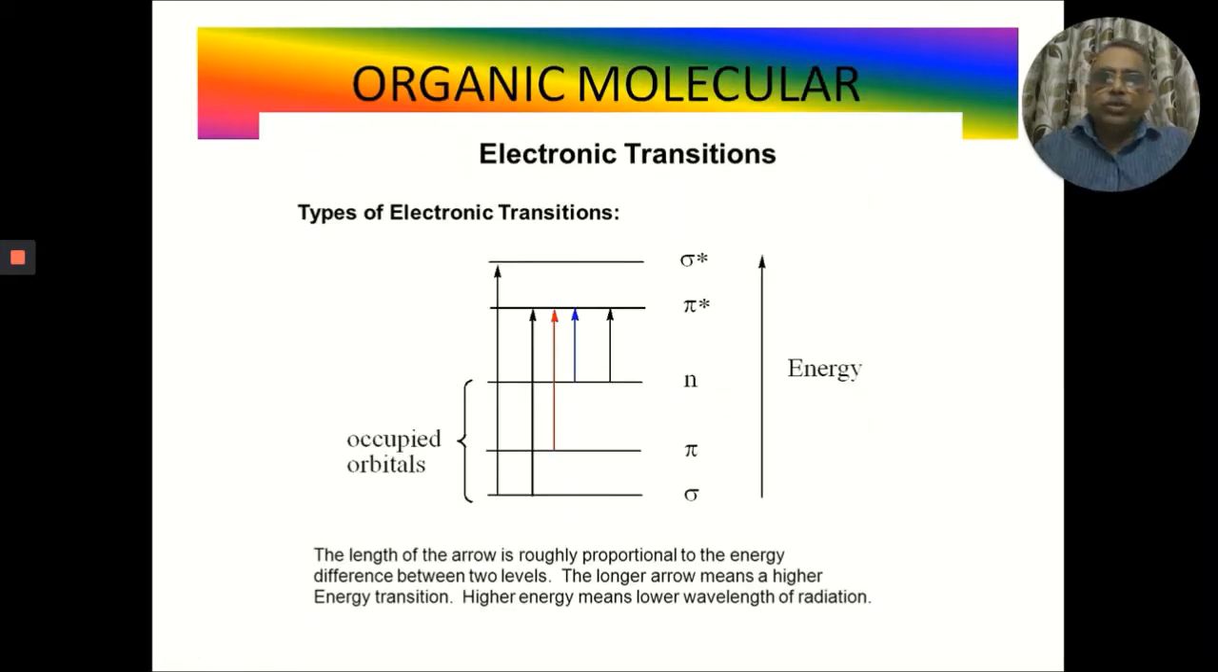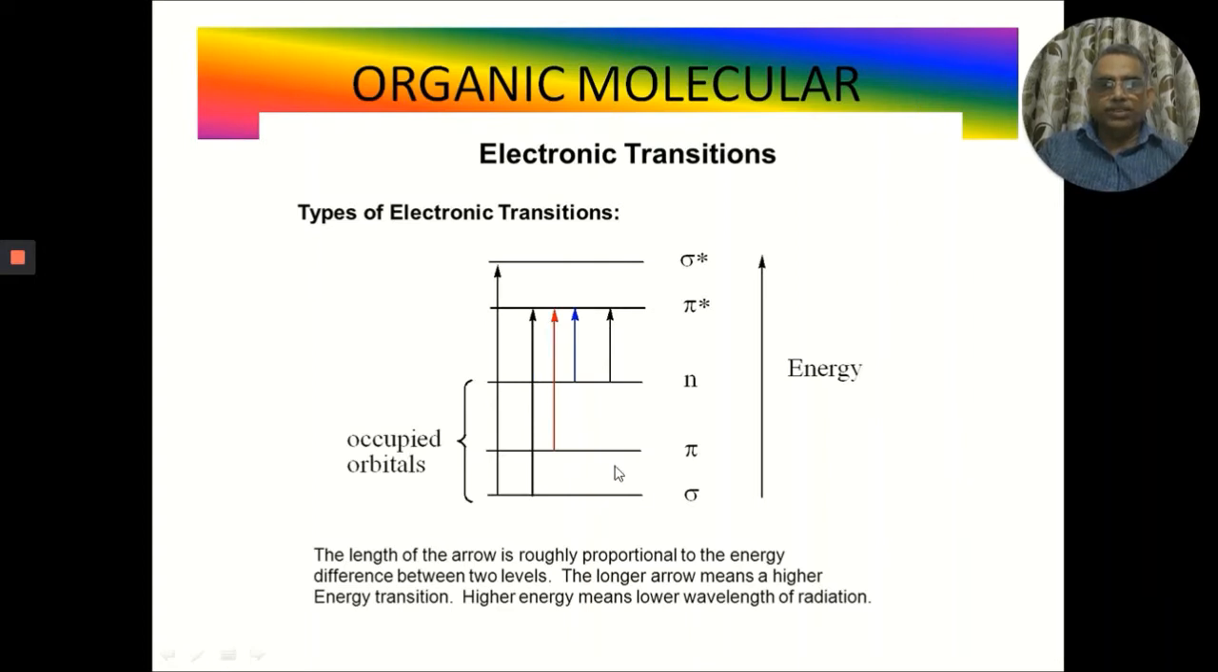So now let us go to the organic electronic transitions. We have already discussed in detail in the basics the different types of electronic transitions possible. If you take an organic molecule, we have sigma bonding, pi bonding and non-bonding electrons, and these electrons can undergo electronic transition by the absorption of an appropriate photon. These transitions are sigma to sigma star, which is the highest energy, sigma to pi star, pi to pi star, and n to pi star. The n to pi star is the lowest energy electronic transition.